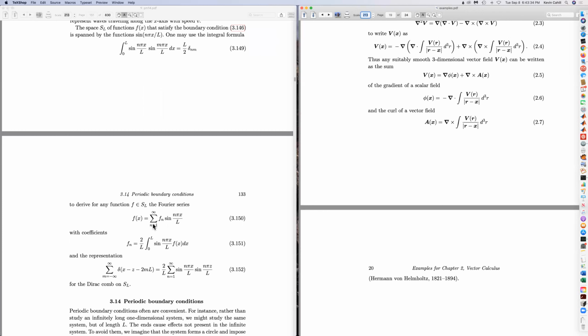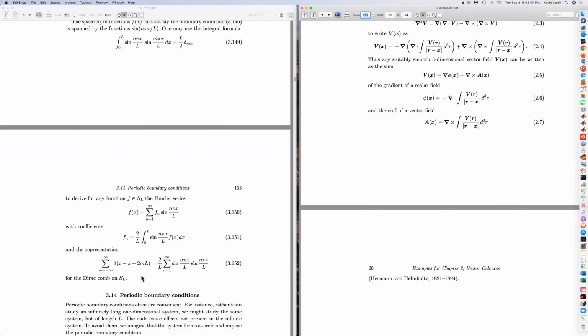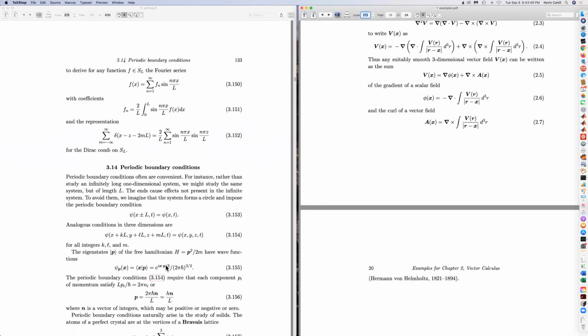is spanned by these functions, and we may use this integral formula to derive for any function its Fourier series in terms of these basis functions, and then we get these coefficients, and then we have another Dirac comb here in terms of sines.